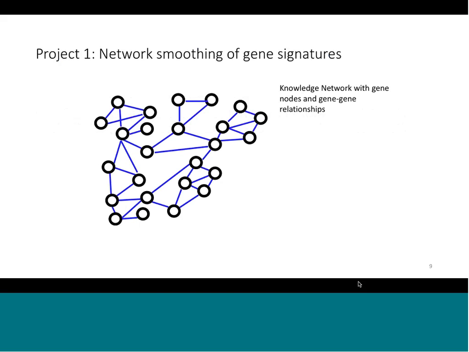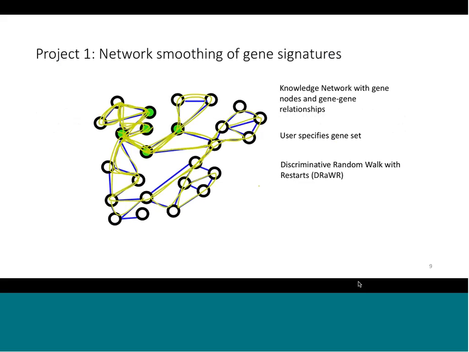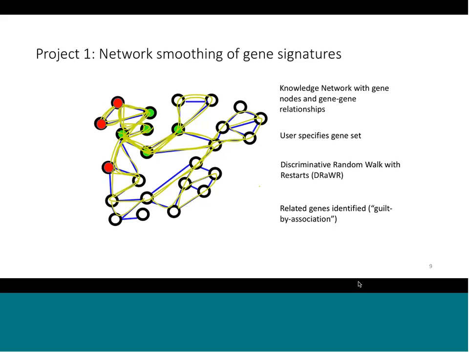I've drawn this as a homogeneous network, but in reality it's heterogeneous, and we've been worrying about what to do with heterogeneous graphs. The user specifies the gene set. In our case, the LINCS experiment, the query gene signature amounts to a gene set, the differentially expressed genes. And then you do an RWR on the network with this as the restart set, and this will hopefully result in related genes being identified, or guilt by association, where relatedness is as defined by proximity on the network.